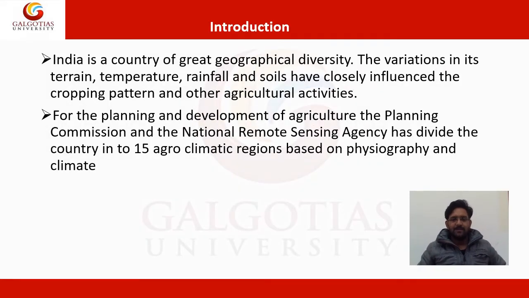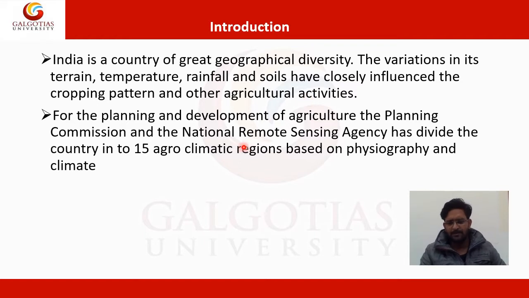India is a country of great geographical diversity, which I have already discussed. When you move from Delhi to Lucknow and then Lucknow to Bihar, say Patna, the gap is not more than 600 kilometers, but you will find a huge variation in the climates. So India is a country of great geographical diversity. The variation in its terrain, temperature, rainfall, and soils has closely influenced the cropping pattern and other agriculture activities.